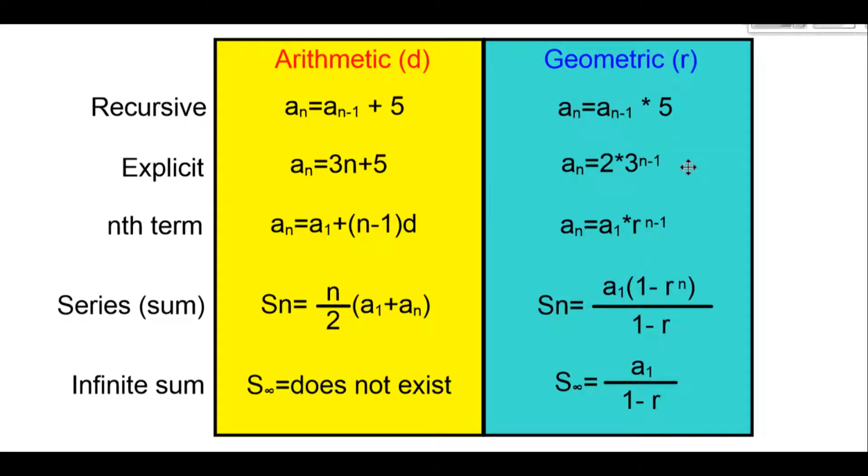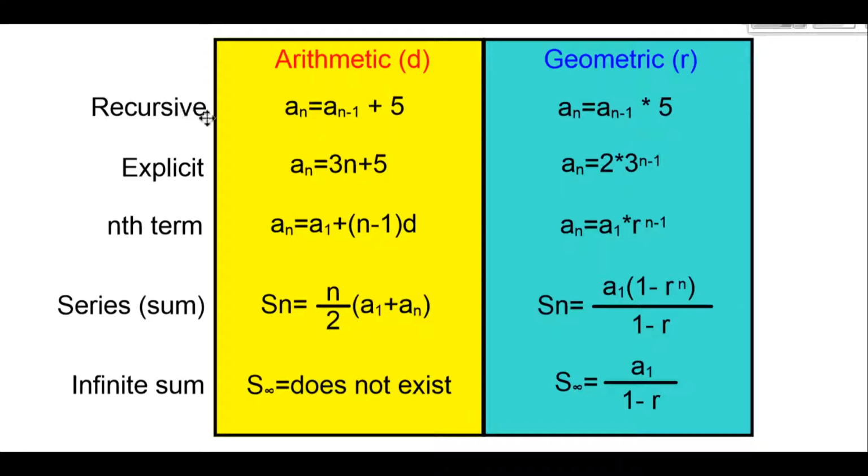I tried to summarize the formulas that you'd need for sequences and series. So check them out here. You've got arithmetic and geometric. Remember, arithmetic is when you're adding a number, and they call that the common difference. Geometric is when you're multiplying by a number. They call that the common ratio.